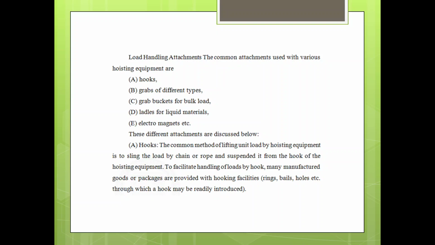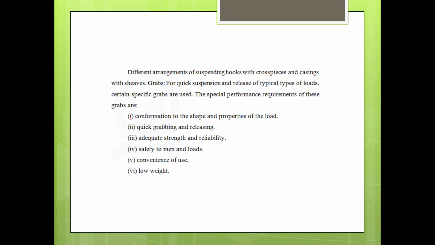Many manufactured goods and packages are provided with hooking facilities, rings, bails, holes, etc., through which the hook may be directly introduced. Different arrangements of suspension hooks, with cross spaces and casings, and heavy grabs are used for the quick suspension and release of typical types of loads.